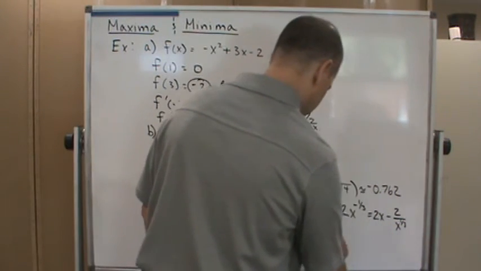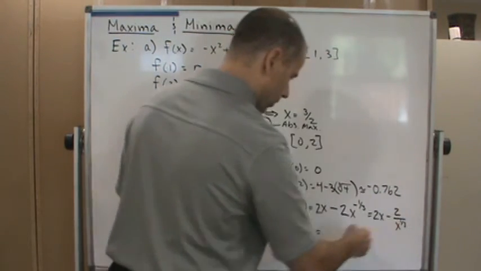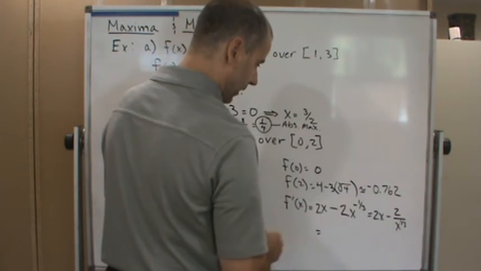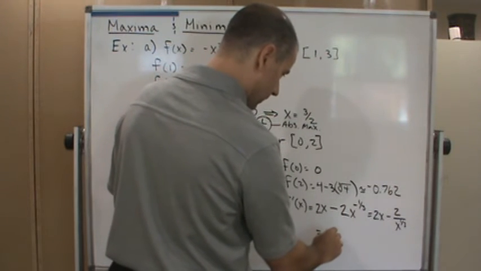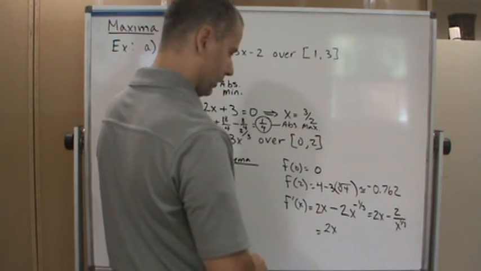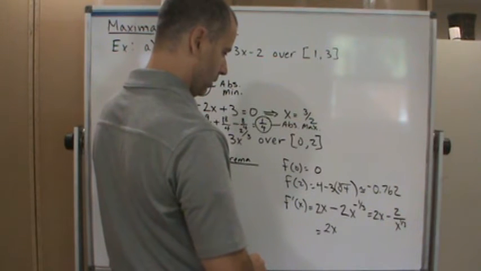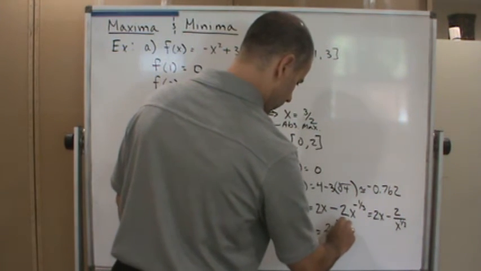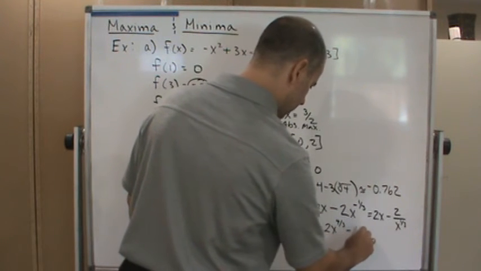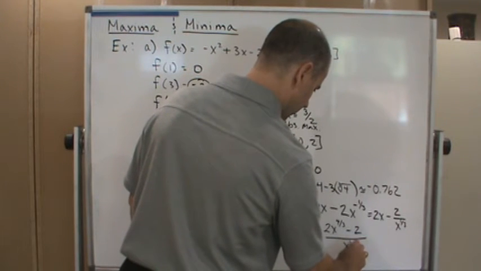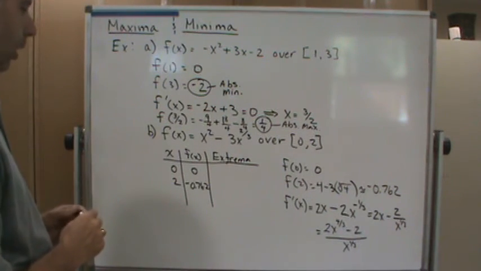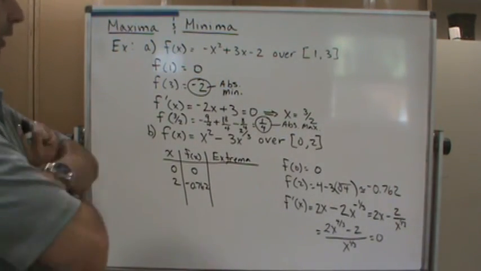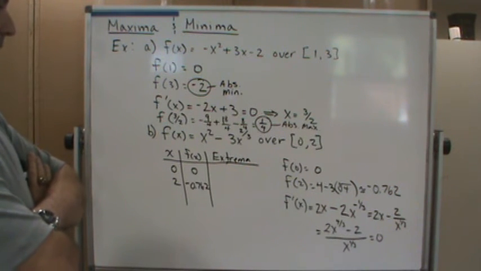Now I want to make this into a rational expression, so I'm going to multiply the top and the bottom by x to the 1/3, and so that's going to give us 2x to the 4/3 minus 2 over x to the 1/3. Okay, so now we're going to set this thing equal to 0, right? And see what values of x are going to give us 0.